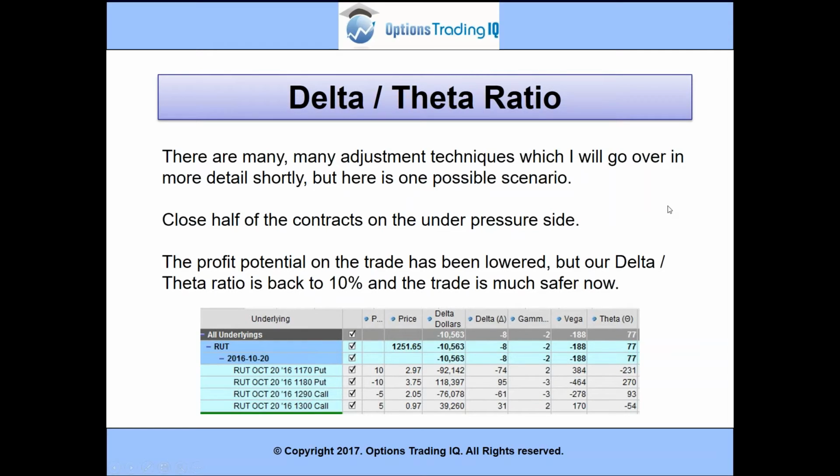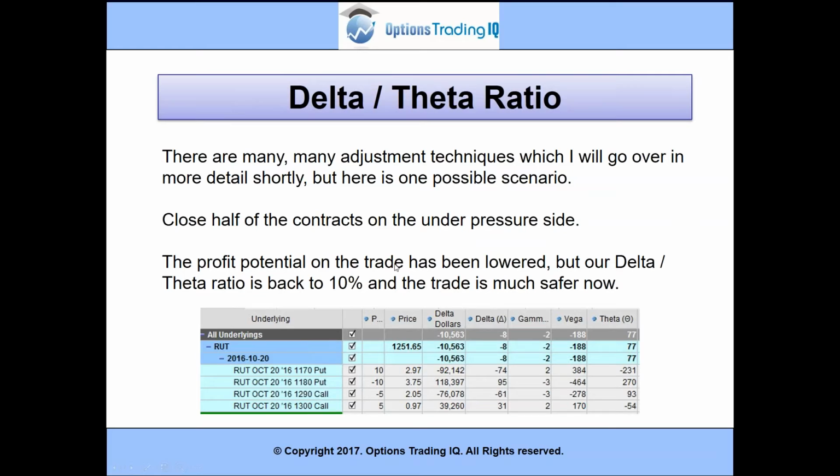So there are lots of different adjustment techniques, which I'll go over in more detail shortly. I've got 10 key strategies for adjusting, but here's one possible scenario. This iron condor we're looking at is a typical monthly iron condor. So here's one scenario of how we could get our delta theta ratio back into line, one of the 10 things that we can do. There are more, but 10 is about the library of adjustment techniques that I use.